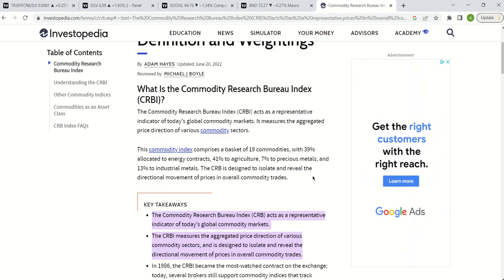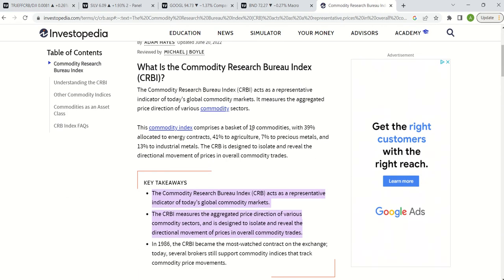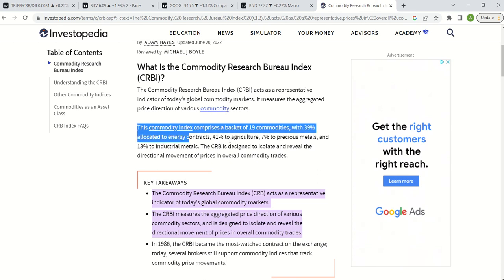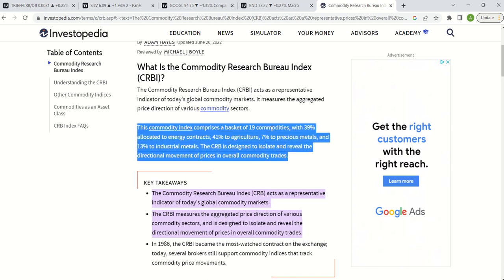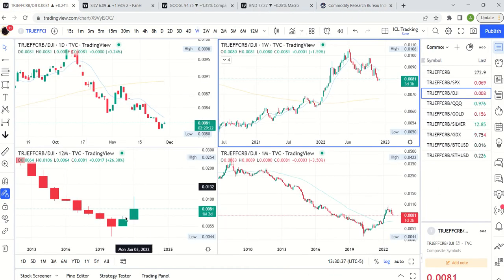It's a commodity index that comprises a basket. I'll highlight this. It's a basket of 19 commodities, 39% energy, 41% agriculture, 7% precious metals, and 13% industrial metals. So really it's being driven by agriculture and energy, right? Just a really tiny sliver is precious metals, and then you have industrial metals. Okay, so let's jump into the charts.